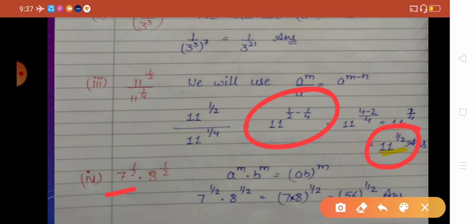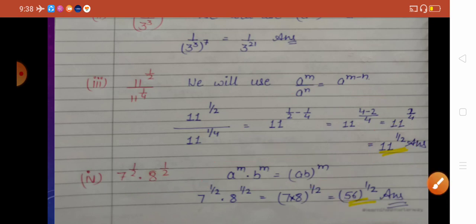Here 7 raised to power 1 by 2, 8 raised to power 1 by 2. Powers are same, exponents are same, but base is different. So we will use this law of exponent: a raised to power m multiply b raised to power m is equal to ab raised to power m. We will multiply both the base. So 7 8s are 56, power is 1 by 2. So our answer is 56 raised to power 1 by 2.